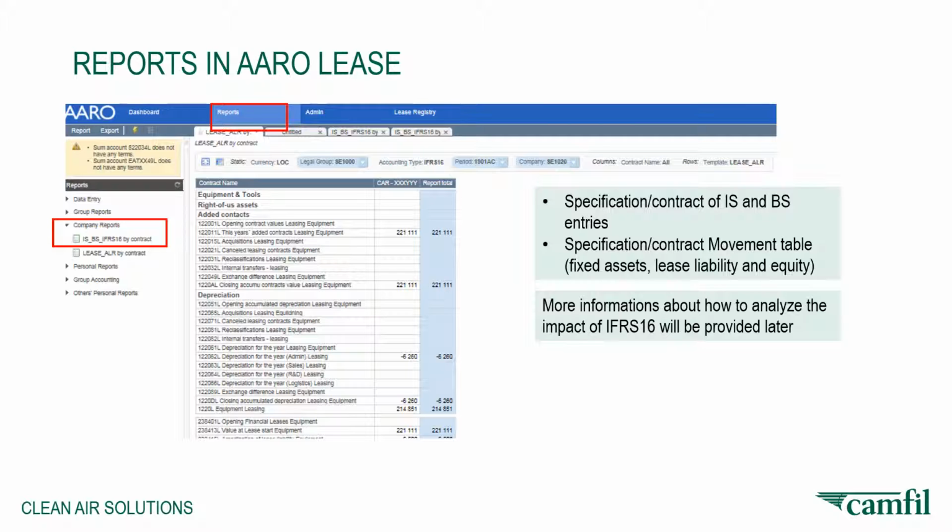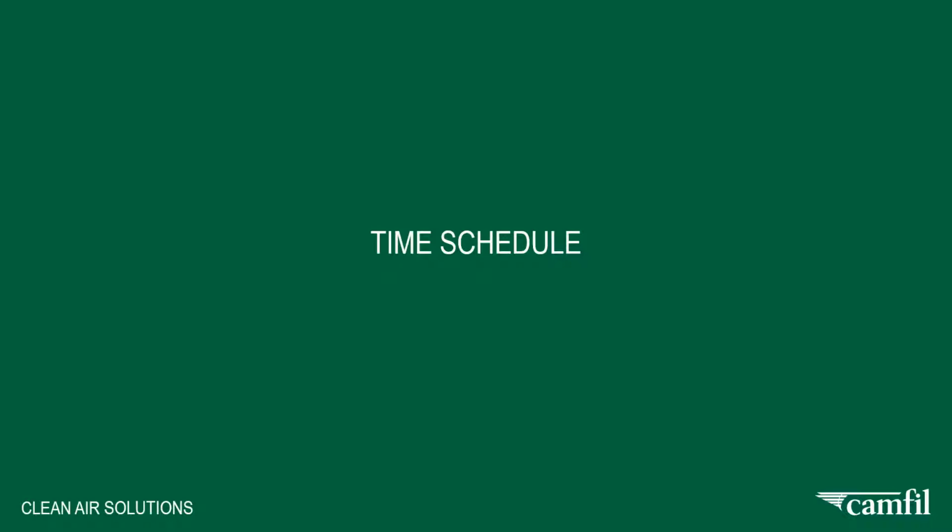Reports are seamless and easy to create in RO Lease. You will click on the Reports tab to generate reports for the income statement, IS, and balance sheet, BS, entries. In addition, you can create reports that show the specification or contract movement table, that is, fixed assets, lease liability, and equity. More information about how to analyze and assess the impact of IFRS 16 on your books will be provided at a later date. The implementation timeline is as follows.